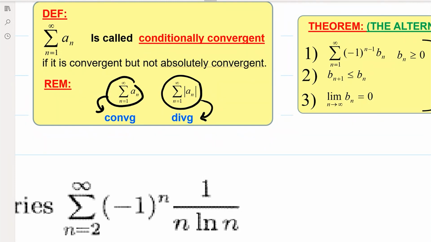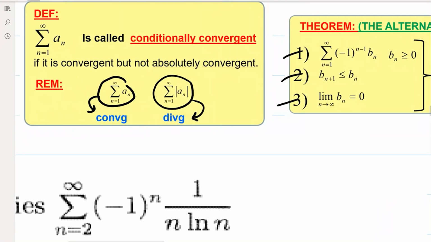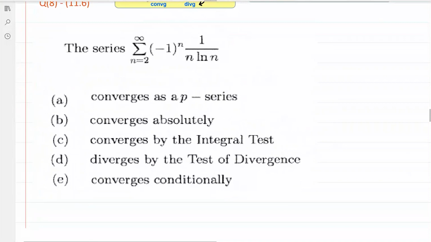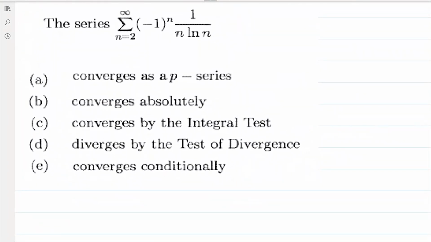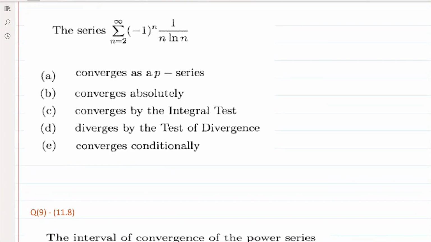Is that clear? So you check the condition of the alternating series, the three conditions, you find they are satisfied. So it's converge alternating series. But when I take the absolute value, I found that it is what? It is diverge absolutely. In this case, we call this series to be conditionally converge. So an example for this series is the following question. This series, is it A, B, C, D, or E, and why? And how you solve it? Go ahead.